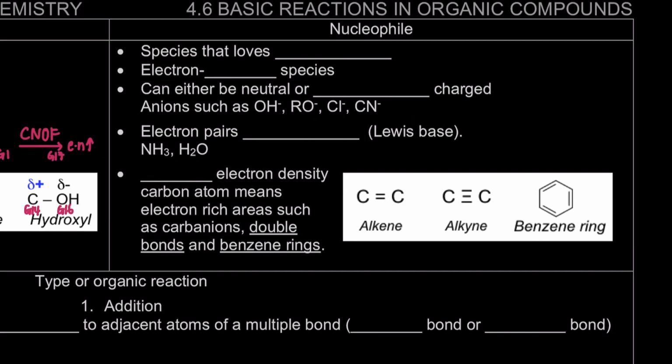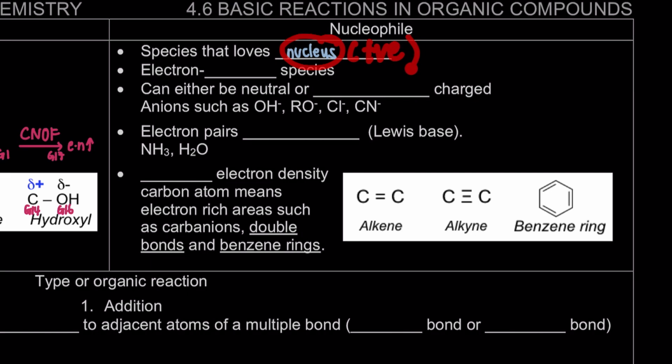Now we're going to learn about the definition of nucleophile. So nucleophile is the direct opposite of electrophile. Nucleophile is actually a species that loves nucleus. So that's why it is nucleophile. Nucleo stands for nucleus. Phile means loves. Nucleophile loves nucleus. So why does it love nucleus? Because nucleus is positively charged.